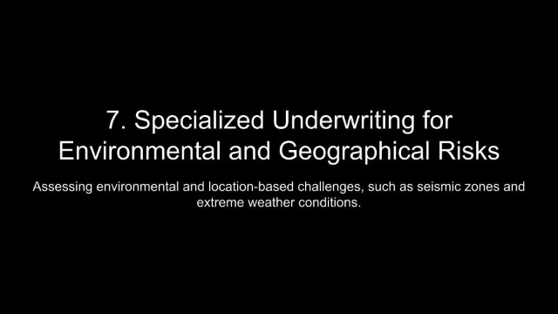Contingency provisions, on the other hand, allocate funds or resources to address unforeseen events, such as design errors, natural disasters, or unanticipated regulatory changes. Underwriters must assess whether the contingency budget is adequate relative to the project's complexity and risk profile, as well as the mechanisms for accessing and replenishing these reserves.